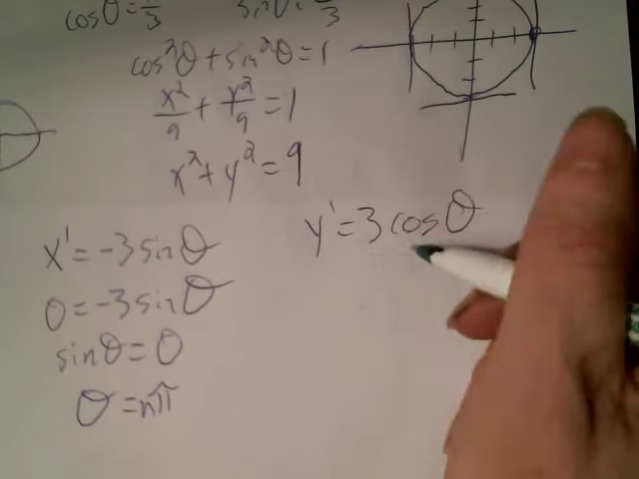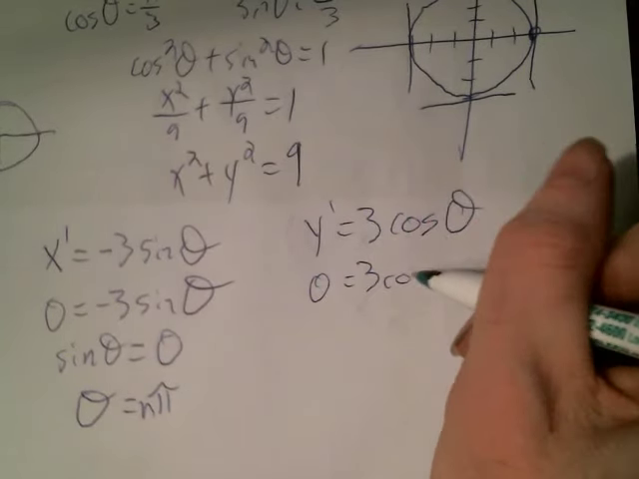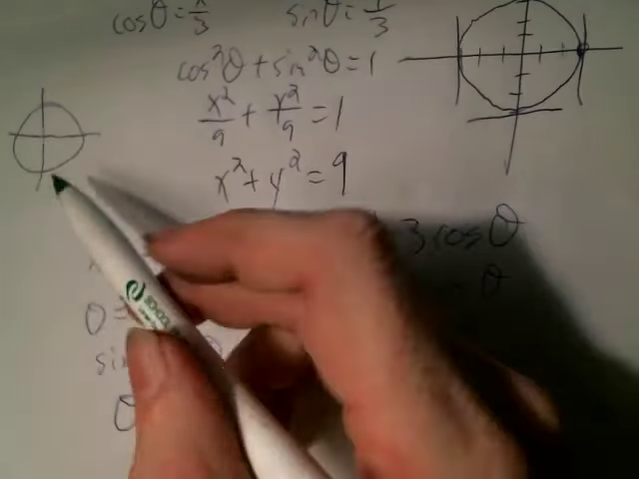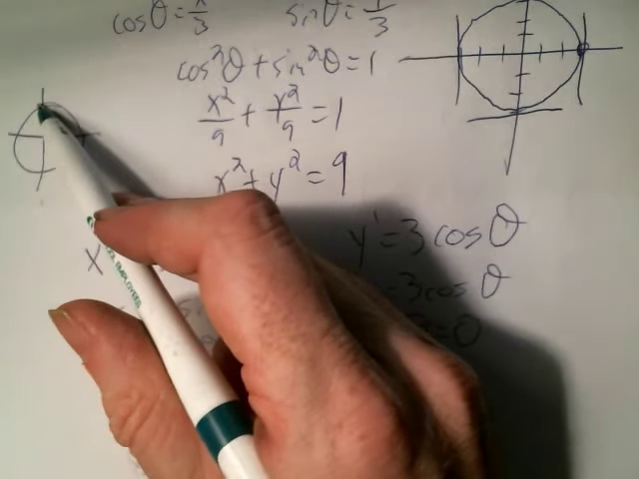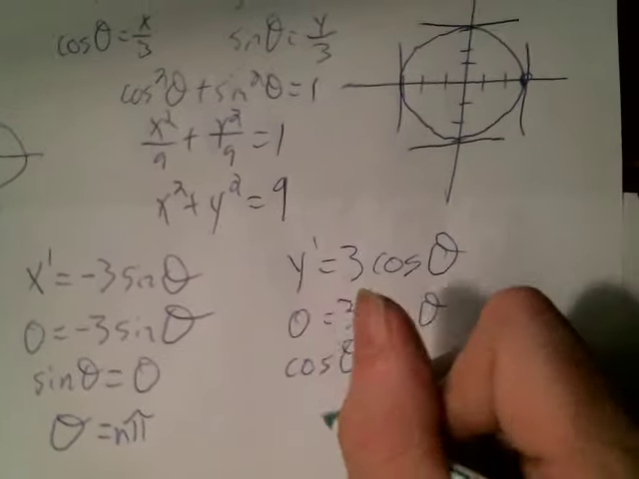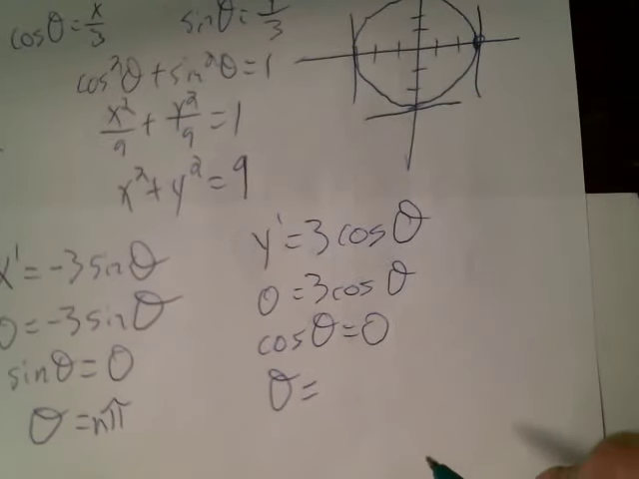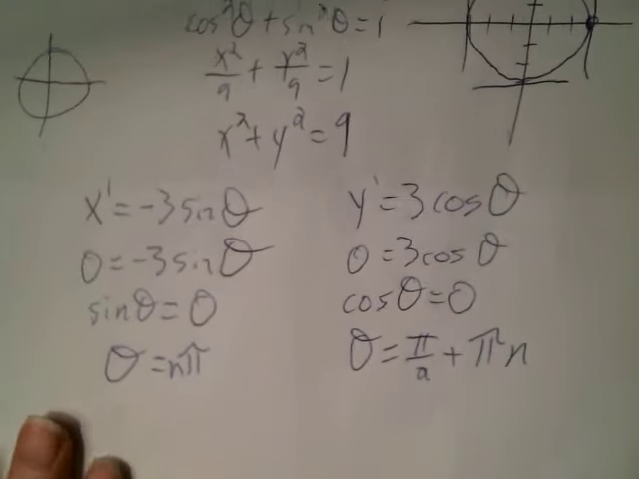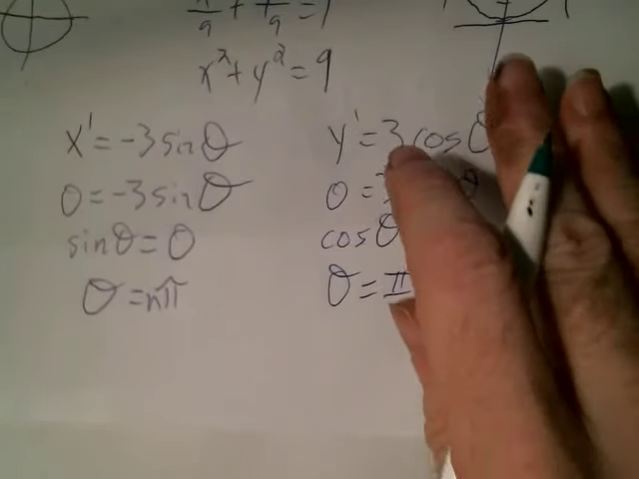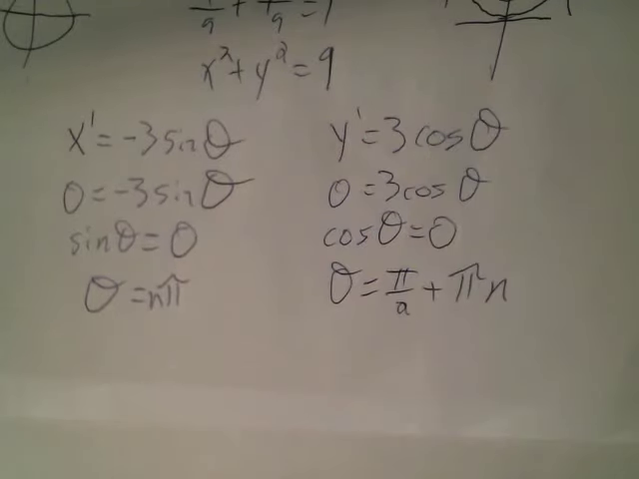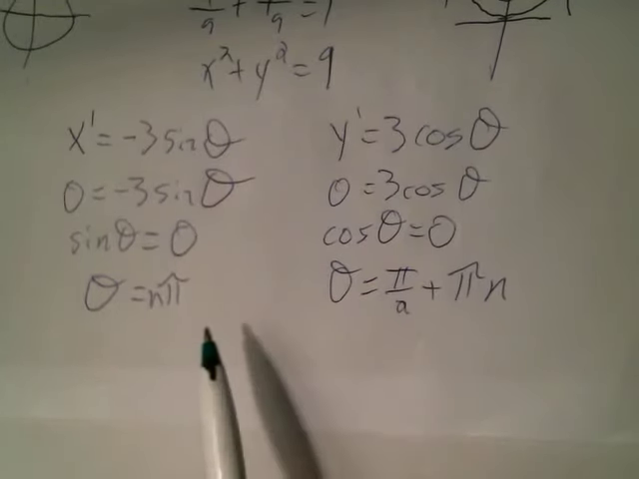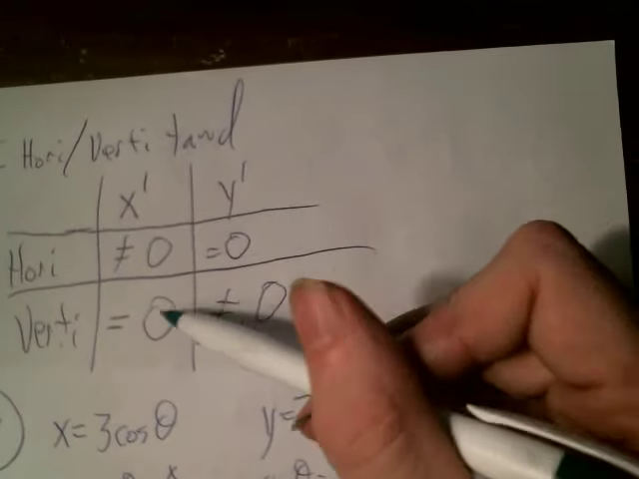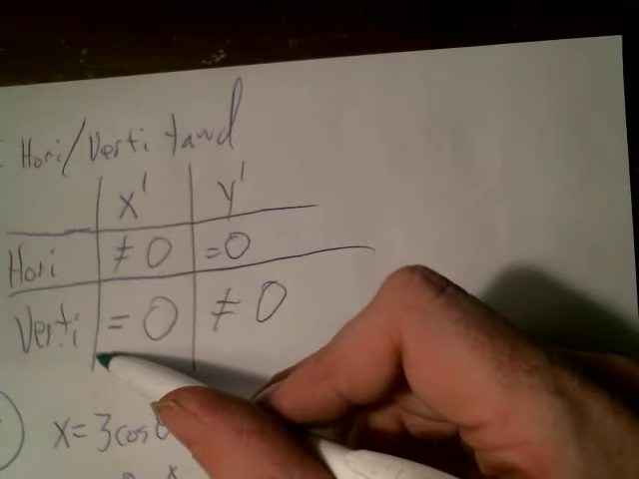Then for y prime, 0 is 3 cosine theta. So I'm looking for where cosine theta is equal to 0. And that happens at pi over 2, 3 pi over 2, 5 pi over 2. So in this case, theta is going to equal pi over 2, and then you're adding in multiples of pi. Okay. So these will never simultaneously be 0, so we don't have to worry about the smooth issue. I just need to find where x prime is 0, and those will give you the vertical tangents.